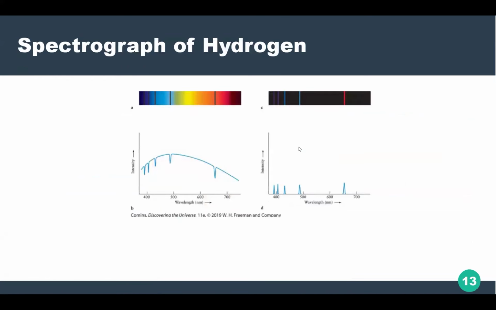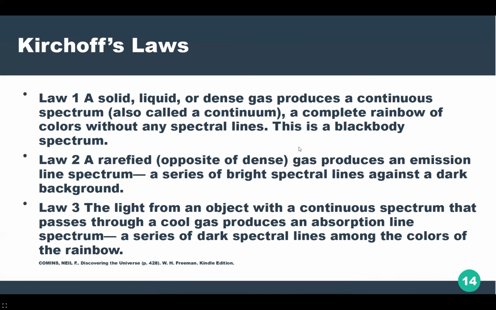Again, looking at the absorption lines and the emission lines of a hydrogen sample, you see that the light that is absorbed by hydrogen is the same as the light that is emitted from hydrogen as it is burned. Kirchhoff came up with some laws to define this, which are different from Kirchhoff's laws for circuits if you've taken an electronics or physics class. Law 1 states that a solid, liquid, or dense gas produces a continuous spectrum, also called a continuum, a complete rainbow of colors without any spectral lines. This is a blackbody spectrum.